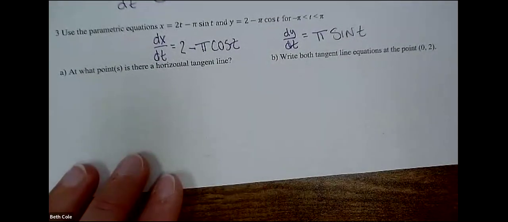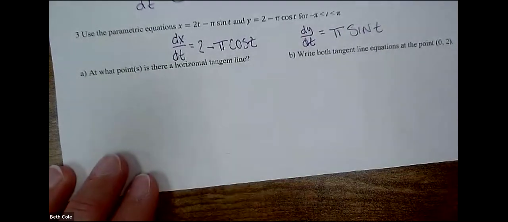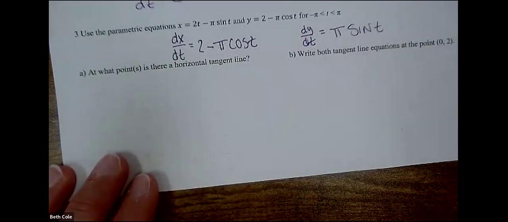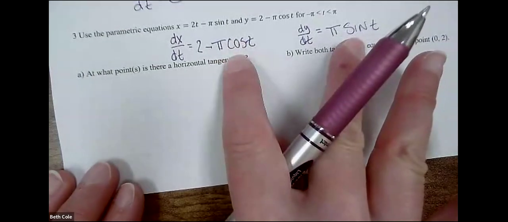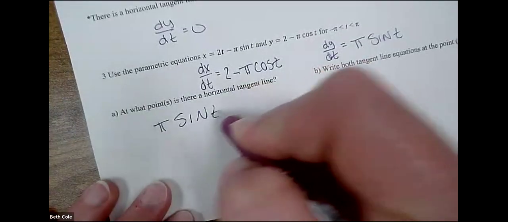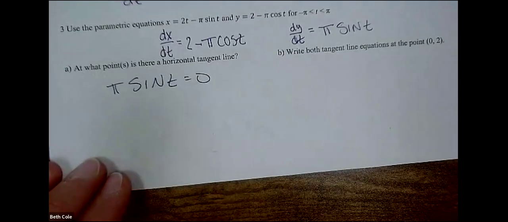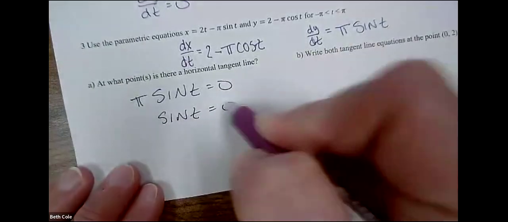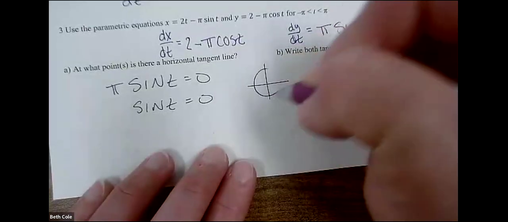Nice. So letter A, at what point or points is there a horizontal tangent line? Horizontal means a 0 slope. Which one of these are we going to set equal to 0? dy/dt. So this pi sine t gets set equal to 0. You would divide both sides by pi, but 0 divided by anything is just 0. And here, I'll draw another unit circle for you.